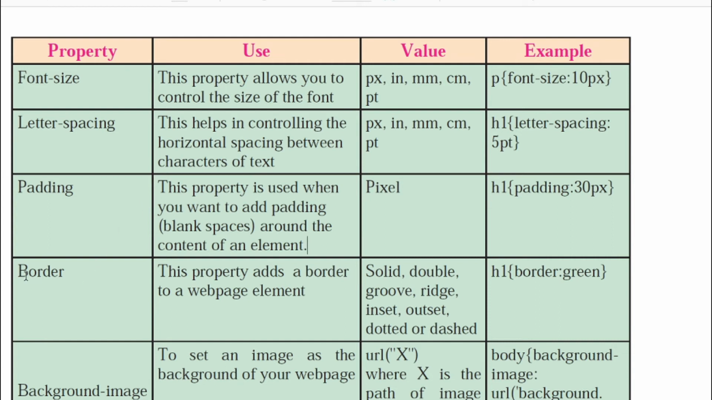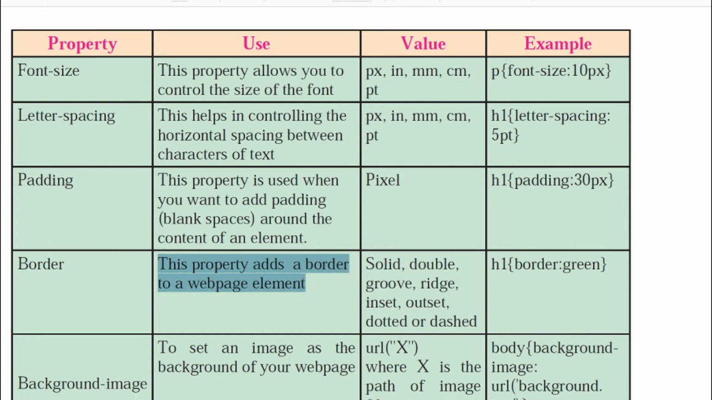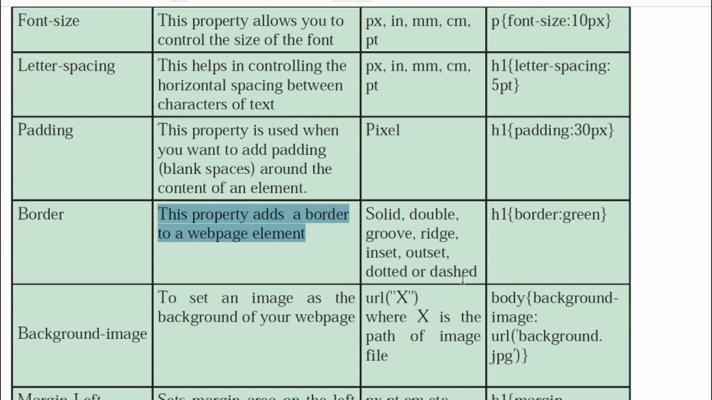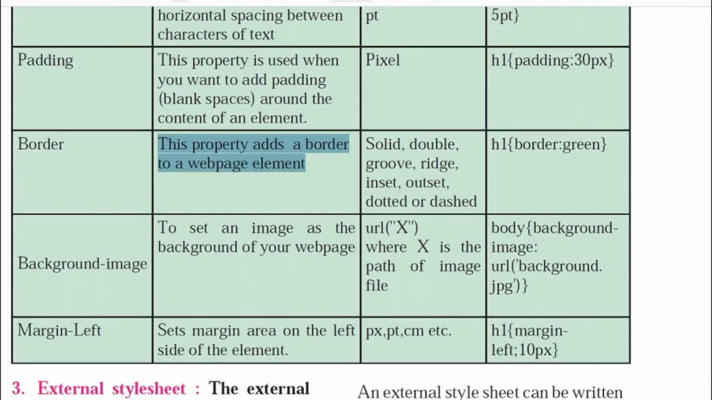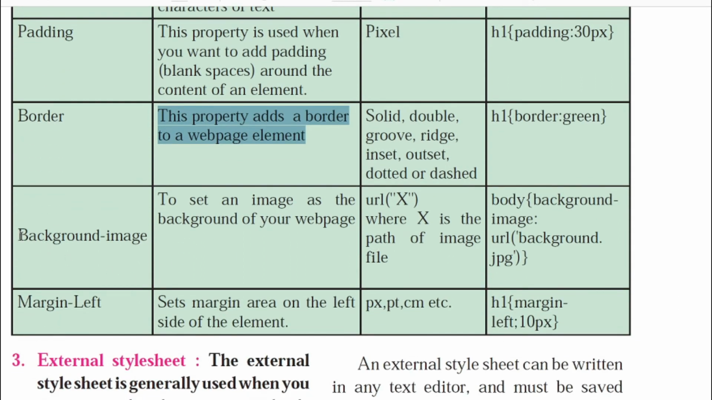Similarly, border is yet another property of CSS. This property adds a border to a web page element. To add a border to your element, just like this table looks, if you want to add a border to your web page, you can use the CSS property border. Also, if you are not happy with a background color and you want to add a background image to your web page, you can use this property, that is background image, to set an image as the background of your web page.